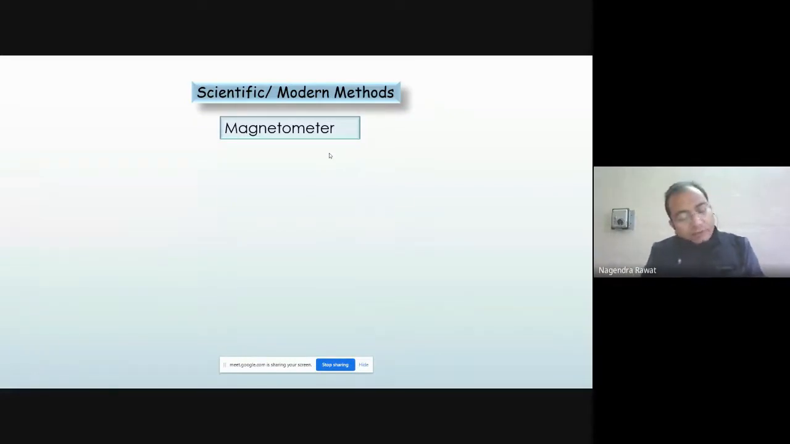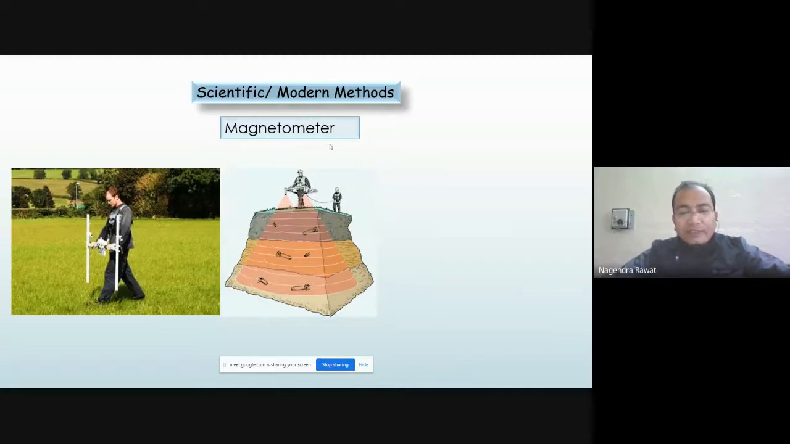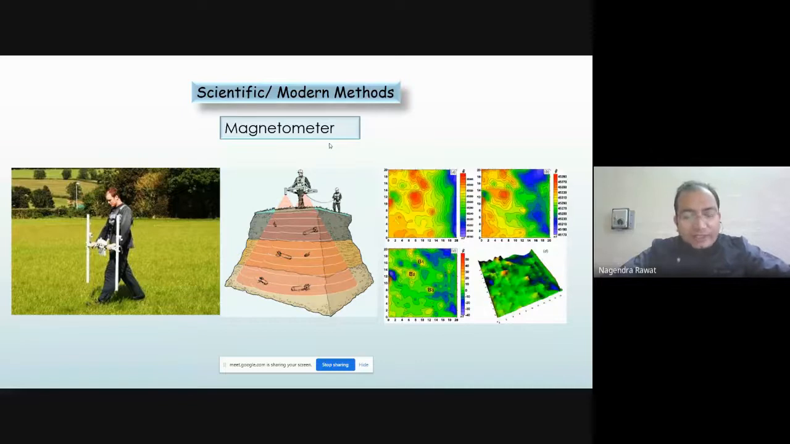We are living in the modern, scientific world, and we are using scientific gadgets in almost every sector of our life. But at the same time, we cannot forget the importance of the traditional method which we have just discussed. The magnetometer is not such a new method in scientific exploration history, but it is a very important method to explore a site without destroying it.